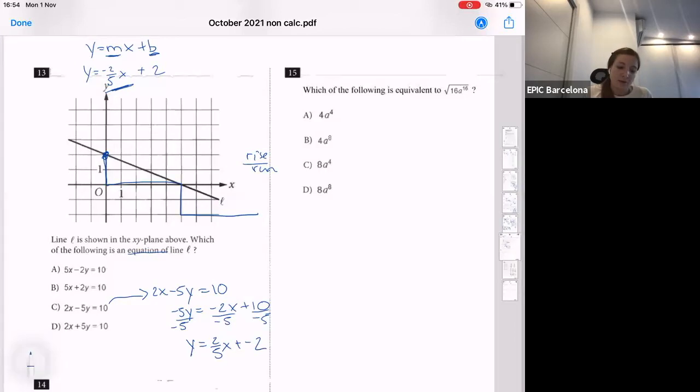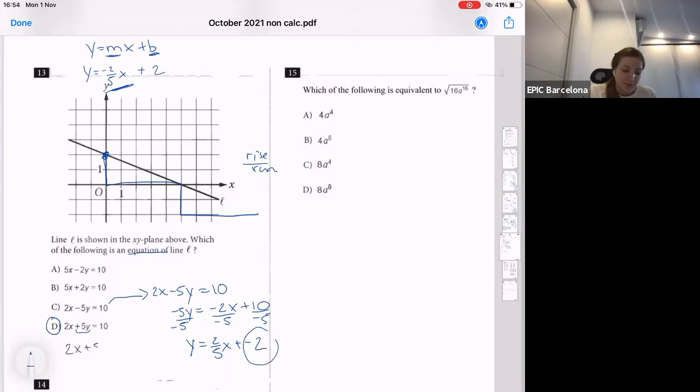Clearly that's not what I'm looking for, because this is a minus y-intercept. That helps me, because now I know I want a positive value here. So let's rearrange and look at choice D.